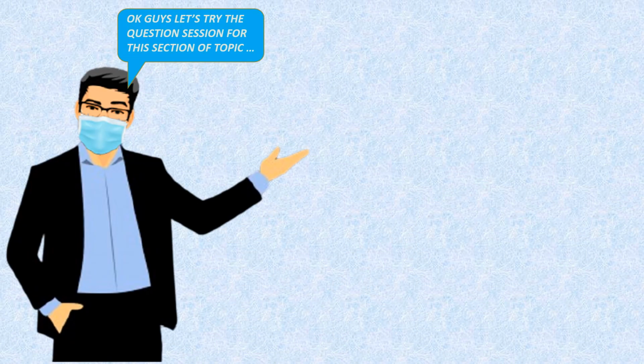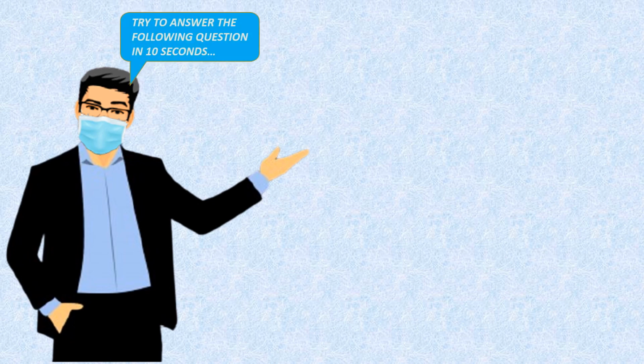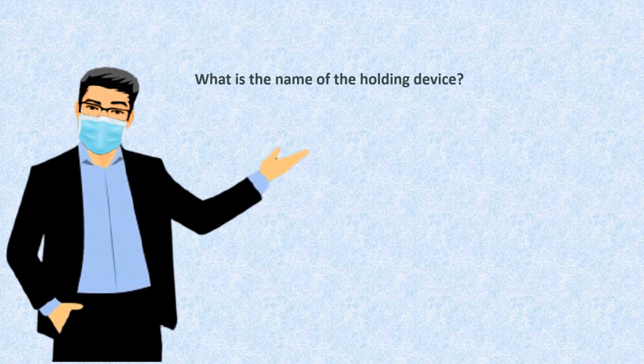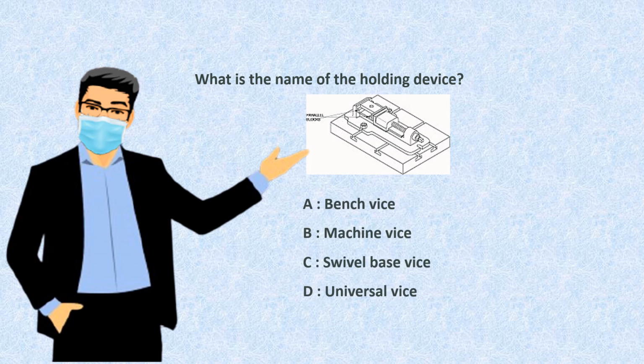Okay guys, let's try the question session for this section of topic. Try to answer the following question in 10 seconds. What is the name of the holding device? Option A, bench vise. Option B, machine vise. Option C, swivel base vise. Option D, universal vise. Your time starts now.